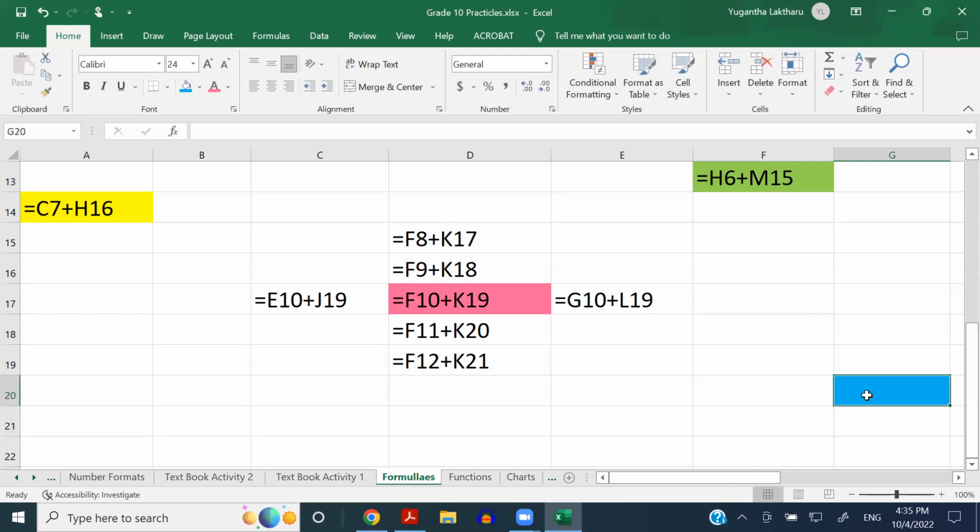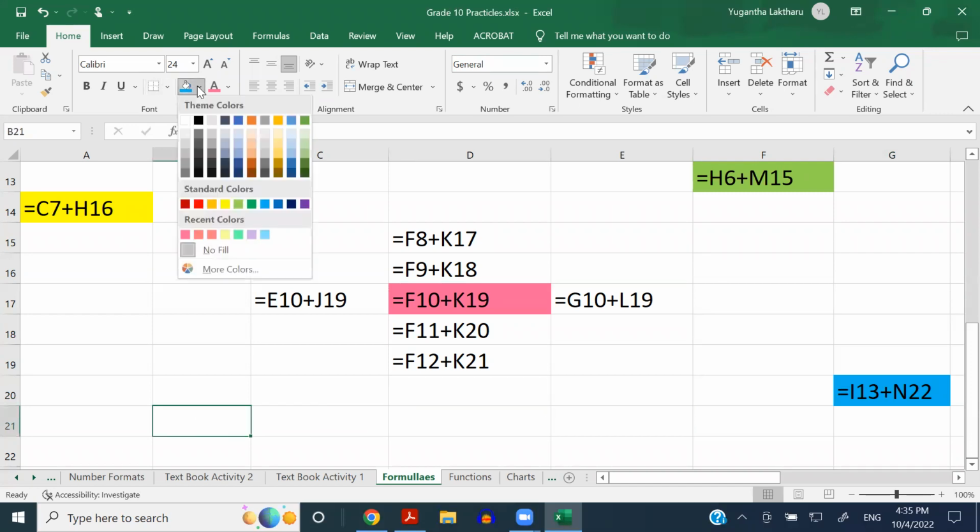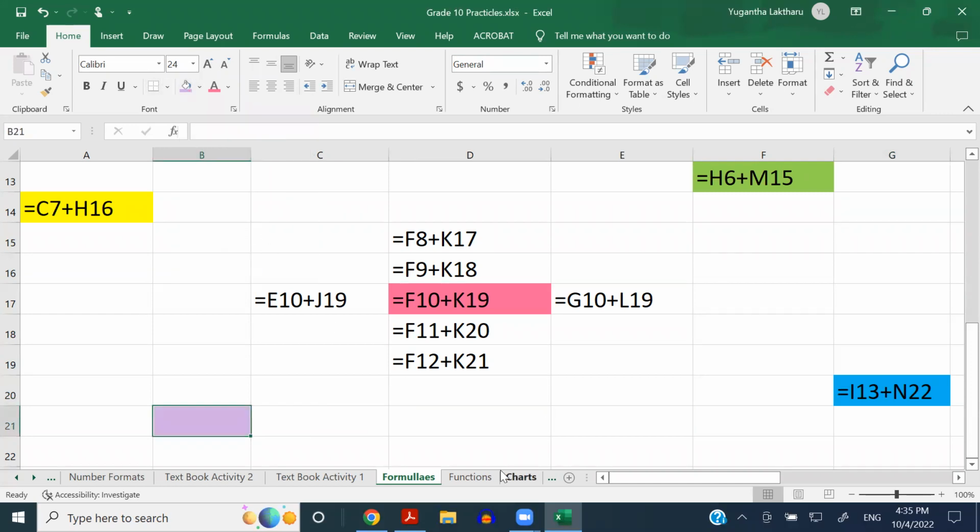Right? I'll clean this, I'll copy this, and I'm going to paste it over here. There you go. Your answer is correct. Very good. Okay. One last thing. I'm going to copy it over here. Let me make it purple. What's it going to be?